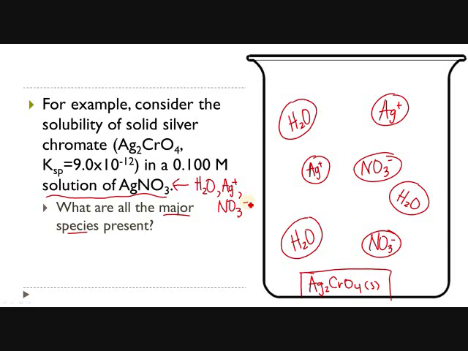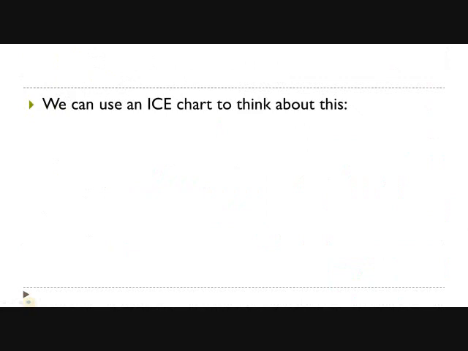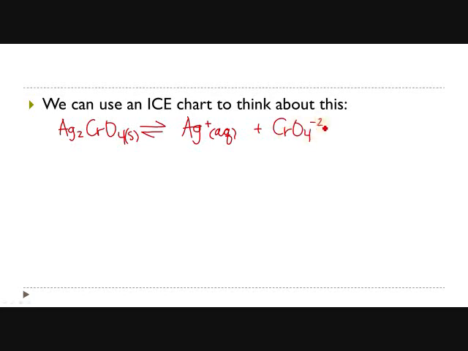Well, how does that change the solubility at equilibrium? Well, we can think about it with an ICE chart. Okay? So the solid is still what we're focusing on because it's the solubility of the silver chromate. So the silver chromate will break up into the silver ion and the chromate ion. And we have 2 silvers to make that even out, okay?